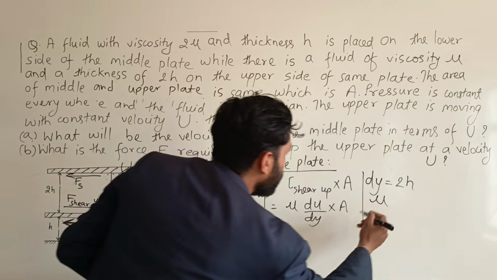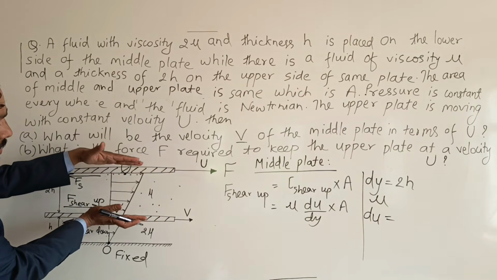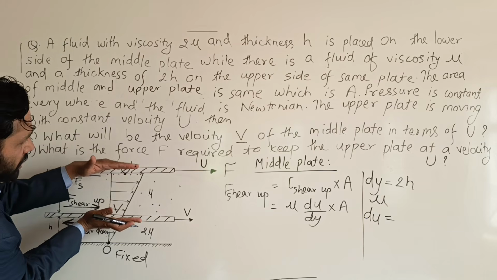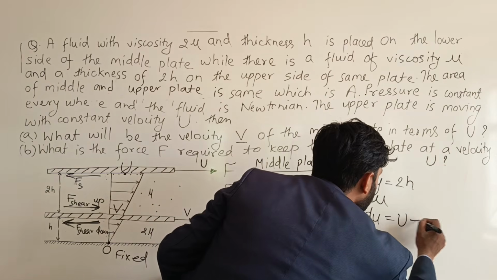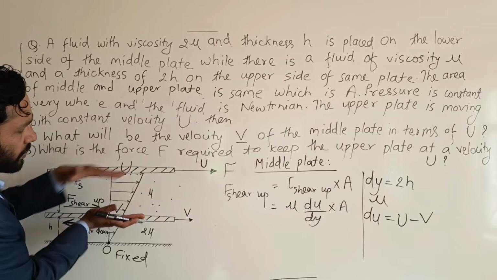And what is du? Du is the changing velocity between the extremities of the liquid layer, that is u minus v, because u is greater. So du is u minus v.